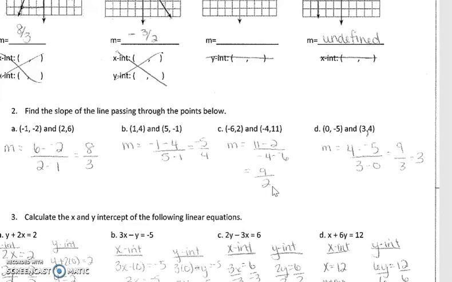Notice slopes should always be divided, reduced, whatever you can do with them. They're just like fractions, but they need to be in simplest form. So that's why you change that answer to a 3. All right, let's keep going.